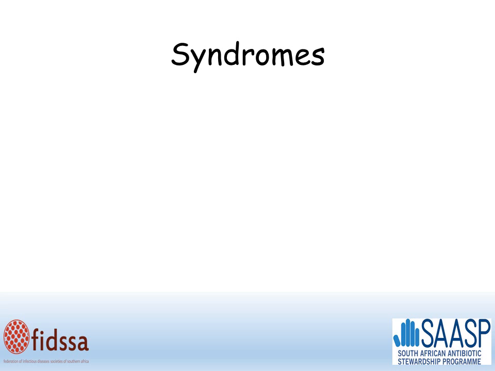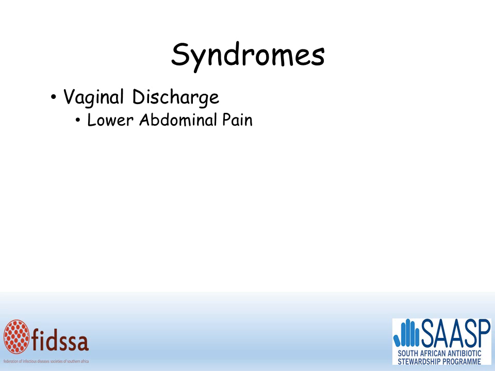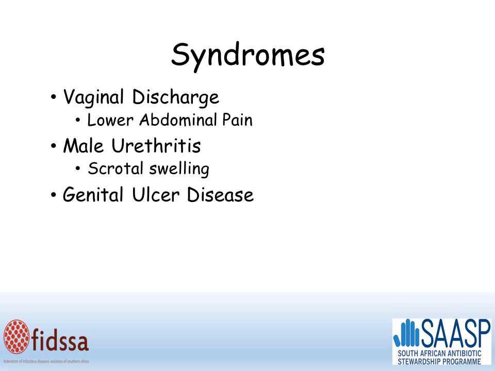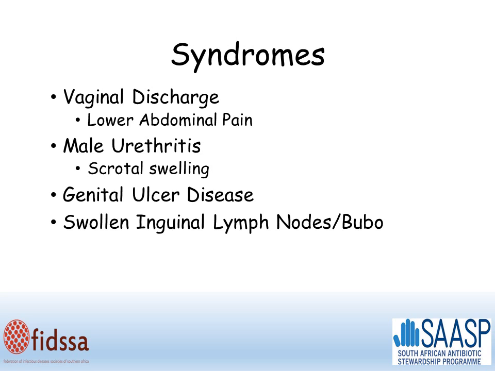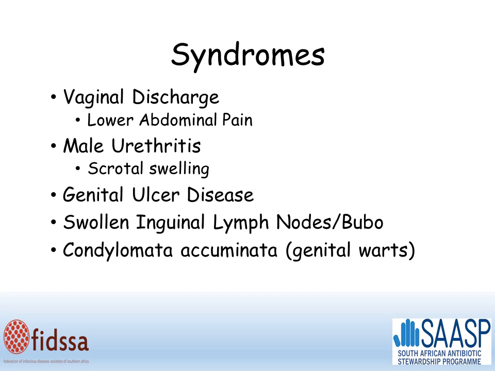These are the common STI syndromes. There's vaginal discharge, which may or may not have lower abdominal pain, male urethritis, which may have scrotal swelling, genital ulcer disease, swollen inguinal lymph nodes or buboes, Condylomata acuminata, which are genital warts, and pubic lice.